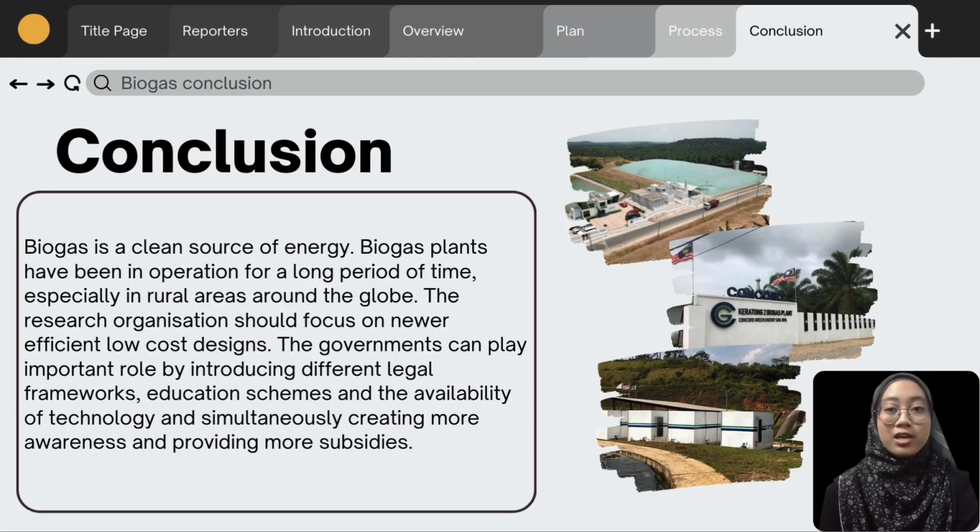From the report, we can conclude that biogas is a clean source of energy. Biogas plants have been in operation for a long period of time, especially in rural areas around the globe. Research organizations should focus on newer, efficient, low-cost designs. The government can play an important role by introducing different legal frameworks, education schemes, and the availability of technology, while simultaneously creating more awareness and providing more subsidies.